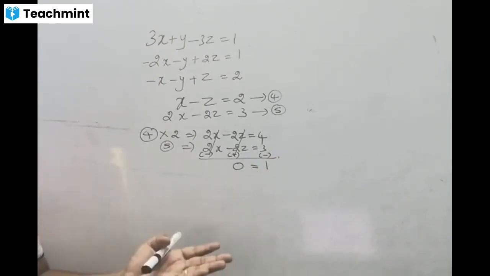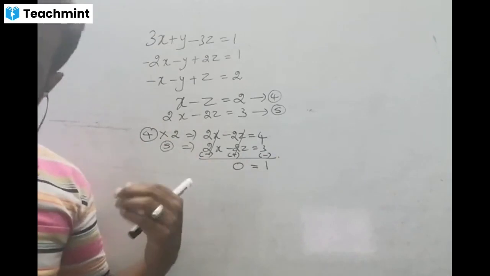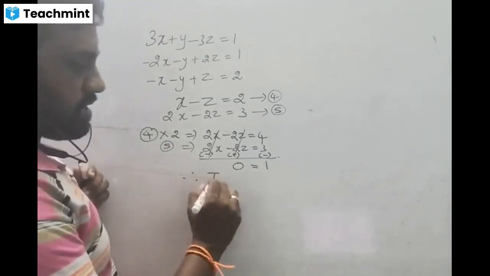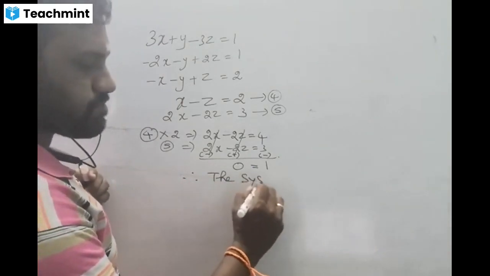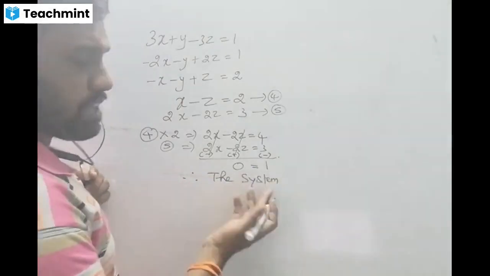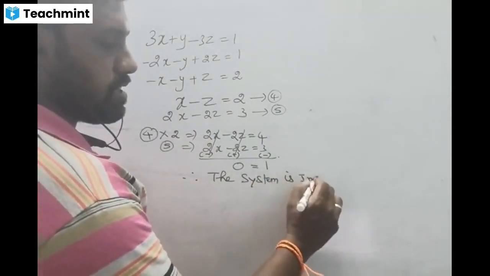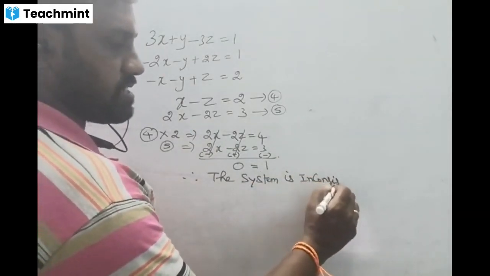Is it possible, in any situation, that 0 is equal to 1? No, sir. So it's something different. That's why we have to write the statement. What is the statement? The system is inconsistent. System is nothing but the equations. The system of equations is inconsistent.